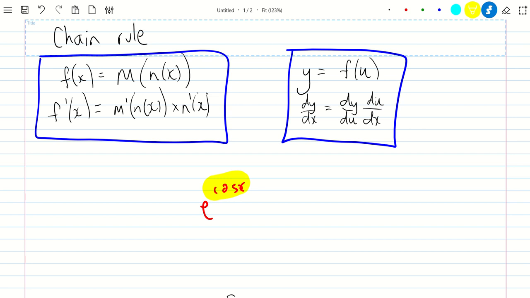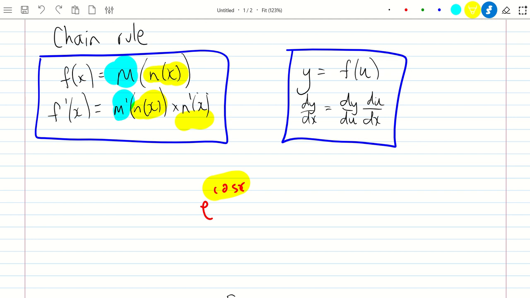Effectively, what the chain rule says is that if you have this inside function n(x) inside of another function m, then we firstly find the derivative of the outside function. You leave the inside function as it is. You don't do anything to it. You leave it as it is, and x stays the same. And then you multiply it by the derivative of n(x). So that's what the chain rule says. You've got the inside function and the outside function, you find the derivative of the outside function, you leave the inside function as it is, and then you multiply it by the derivative of the inside function.